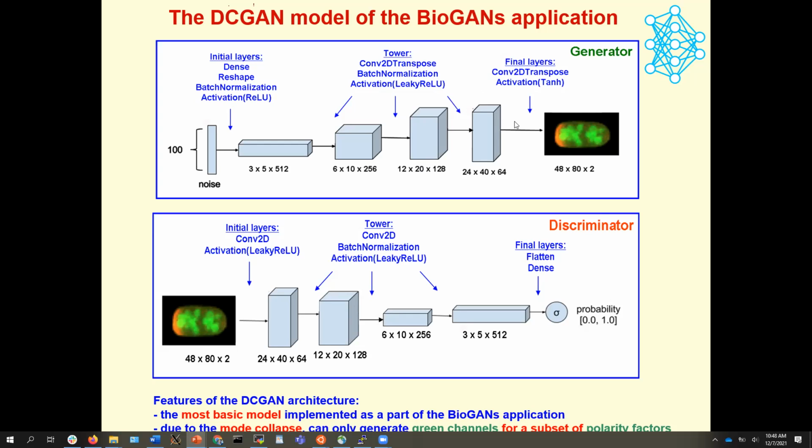If you do not want to output all the 6 different polarity factors, you can still play with it. The advantage of this model is that it's trainable very easily. Just to see how it works, you can train this model on a subset of images and see if you can produce 1 channel. But it's not very useful for our ultimate goal. Any other questions about this?